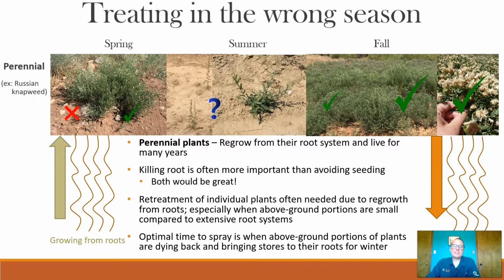So with perennial plants, you often are going to need to be treating and retreating the same plants or the same areas due to regrowth from the roots or new seeds sprouting up that are in the seed bank or that have been dropped by the plant. The optimal time to spray, if you're using herbicide, is when the plant's above ground portions are dying back, bringing their energy into the roots for winter.